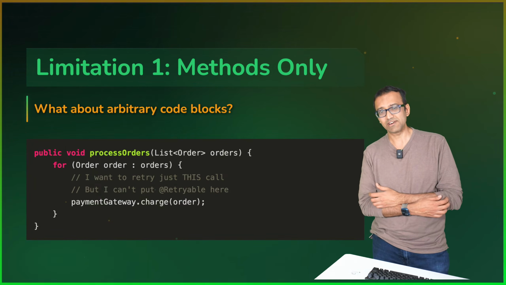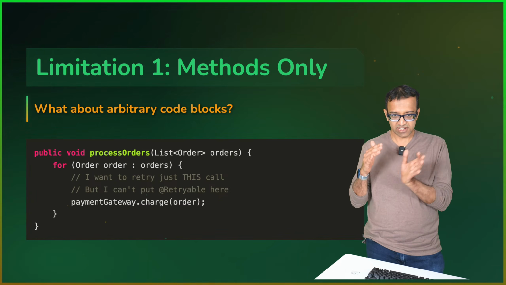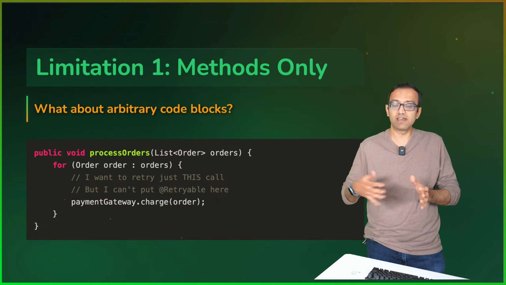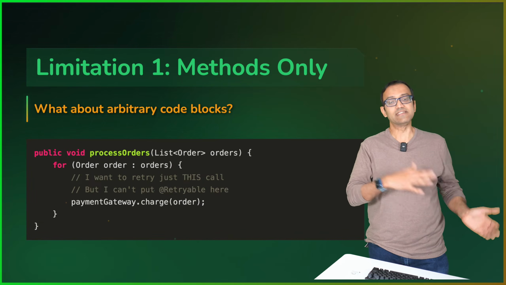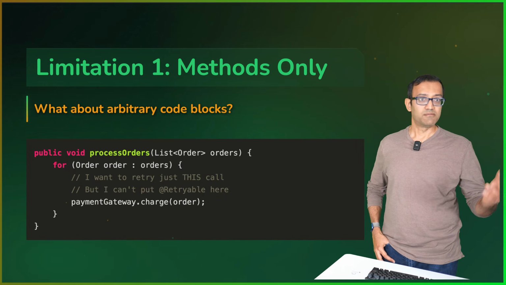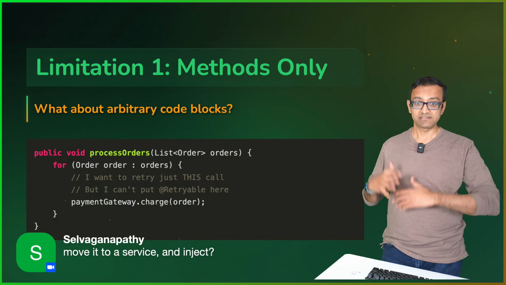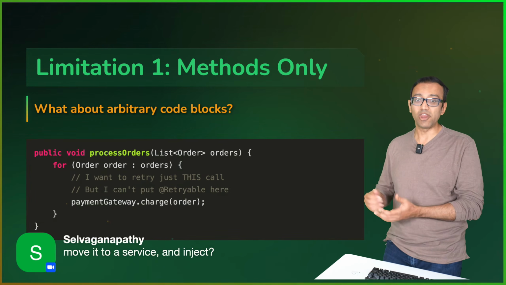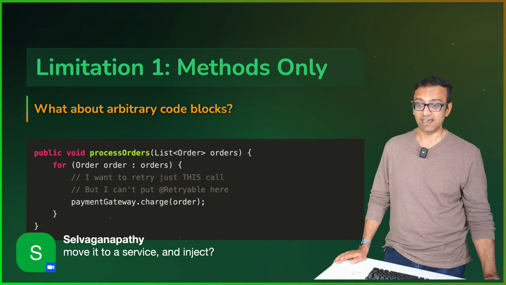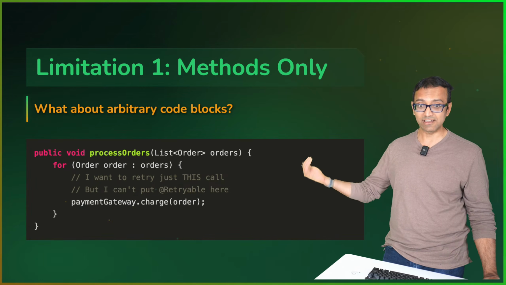What if you want to retry an arbitrary block of code inside a method? You want to just retry this one thing a bunch of times. You can't put an annotation on a single line of code, right? You're going to have to create a method out of it and then use the Spring way to call it. Move it to a service and inject. Yes, you can do that, but again, it's a bit of an overhead. What if you need one-off things and you don't want to create a separate service for it and deal with all the hassle of creating that, injecting that, creating a member variable on the caller side?